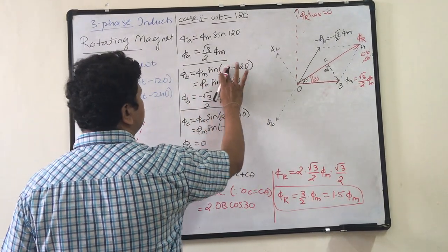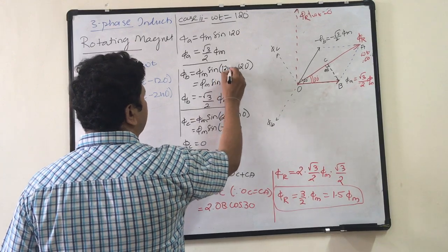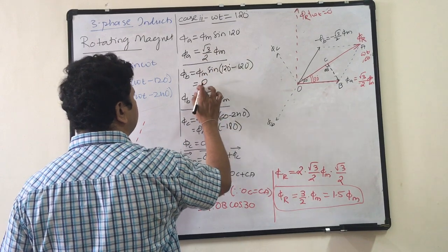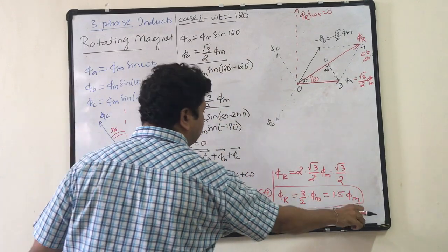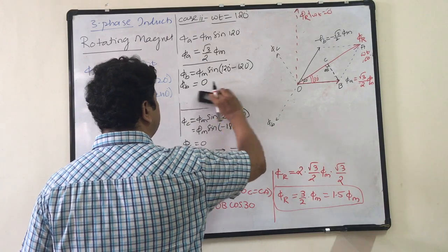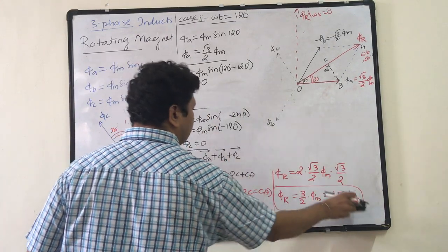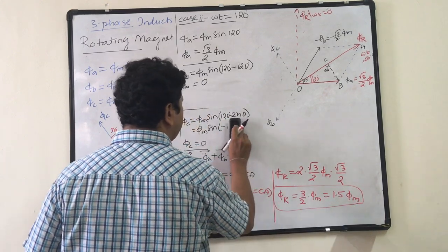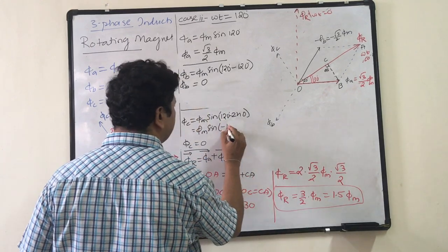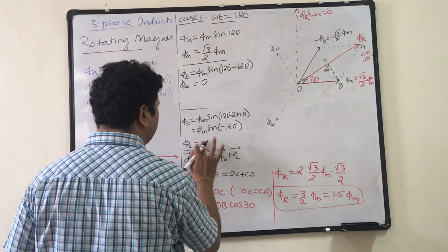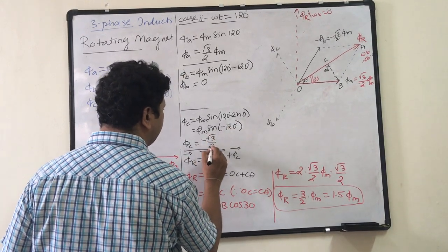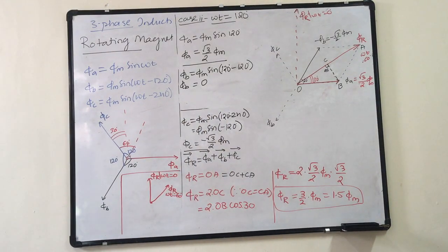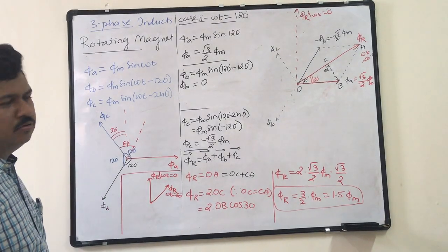Phi b is equal to 120 minus 120, this will be 0. Then phi c is equal to 120 minus 240, so this will be sine of minus 120, and it will be minus root 3 by 2 phi m.